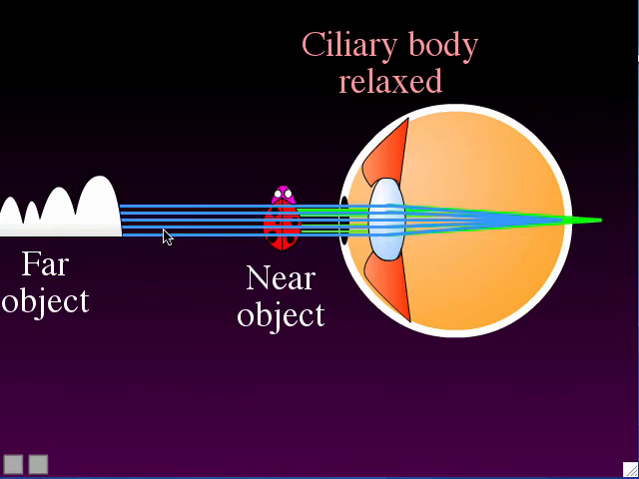Okay, so in a normal, healthy eye with no focusing problems, remember that when the ciliary body muscle is relaxed, the far objects are in focus because their light rays' focal point is on the retina, and when the ciliary body is relaxed, the near objects are out of focus because their focal point is behind the retina.